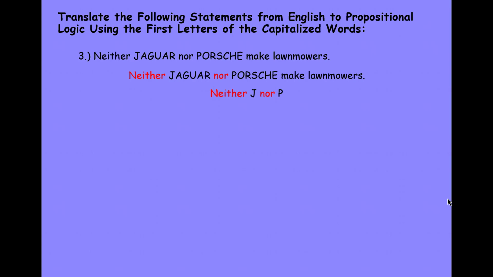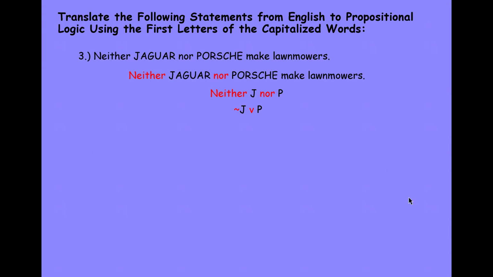And now we're going to want to introduce our logical form word simple statement letter hybrid, neither J nor P. So now we want to introduce the logical connectives that correspond to neither nor. So neither nor tells us that this statement asserts that it's neither the case that Jaguar makes lawnmowers, nor is it the case that Porsche makes lawnmowers. So we're going to have a negation. That'll introduce a tilde. Nor is a negated version of or, so we're going to introduce the wedge as well. And that'll give us our logical connectives as follows: tilde, J, wedge, P.